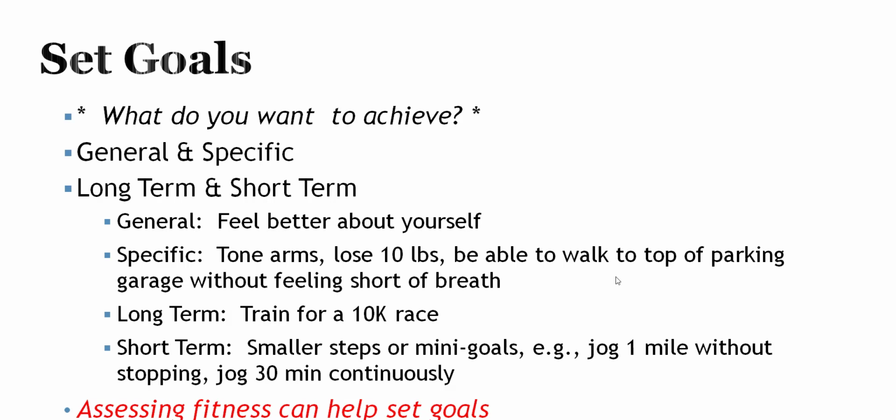Another one: be able to walk to the top of the parking garage without feeling short of breath. A long-term goal would be training for a specific race, like a marathon, 10K or 5K, or you would just set the goal of running a 5K distance without stopping. That would be another long-term goal. Short-term goals are smaller steps or mini goals, for example, jog 1 mile without stopping, or jog 30 minutes continuously.